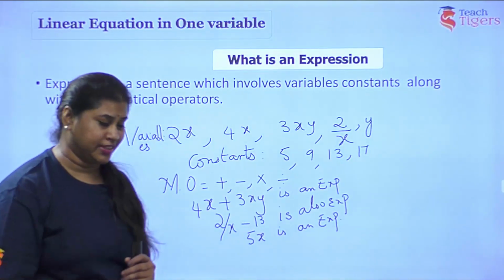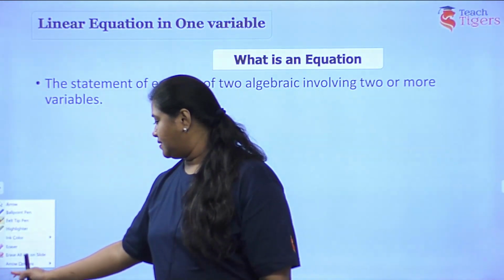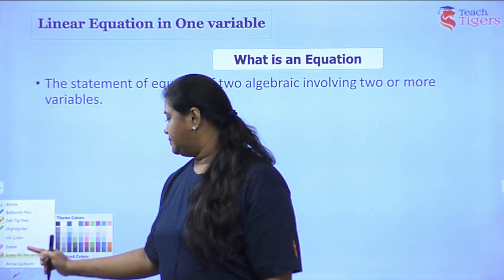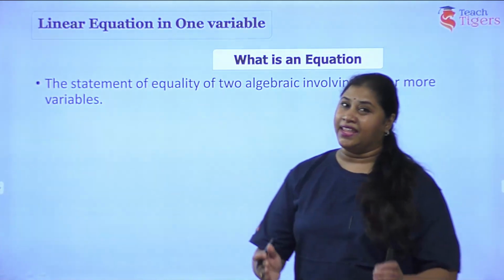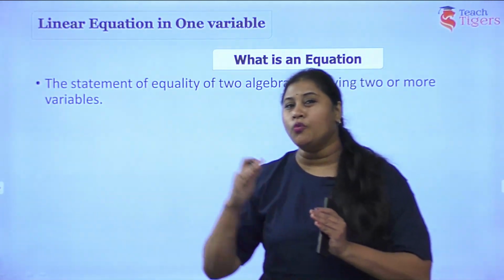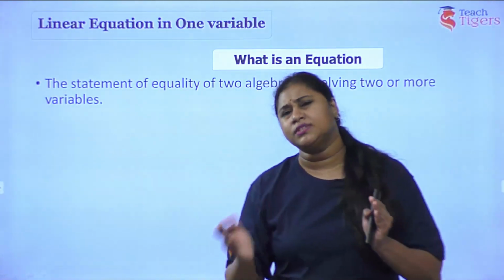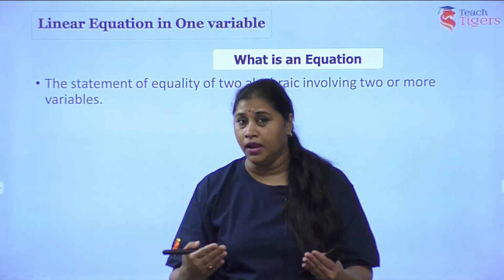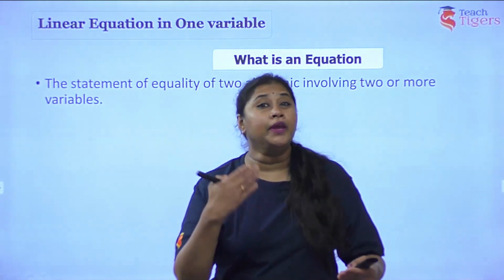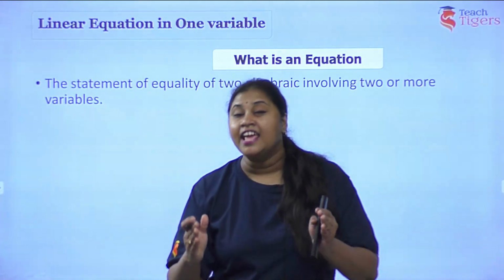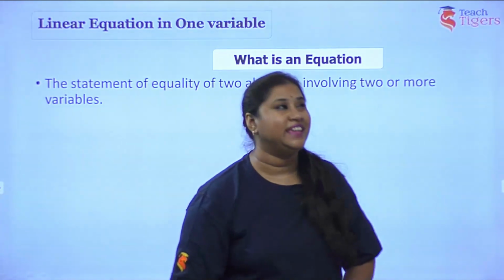Now what is an equation then? Suppose these expressions, if I equate to something, I have already told you what expressions are. Suppose I equate these expressions to something, what something? It could be a variable, could be a constant, could be an expression, could be 0, could be you, or could be me. Then these algebraic expressions form equations. Let's check it out.